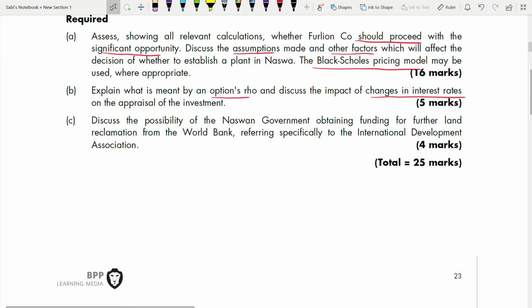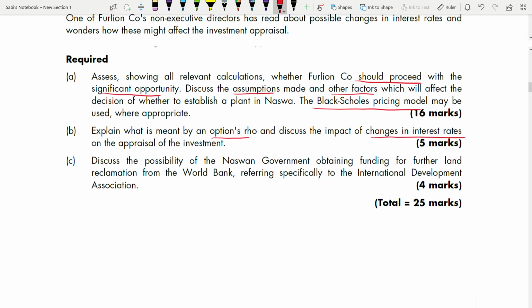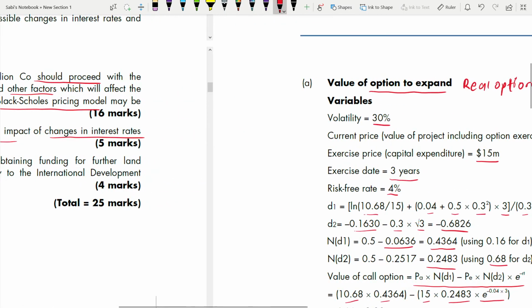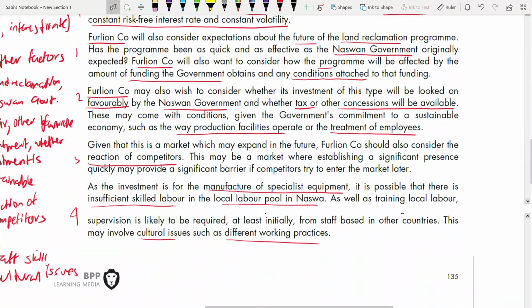It was about RO. Explain what is meant by options rho. So first you have to explain what is options rho and discuss the impact. And this "and" word means there is another requirement. So that means 2 marks for explanation and 3 marks could be for discussing the impact of changes in interest rates on appraisal of the investment. So let us go to that.